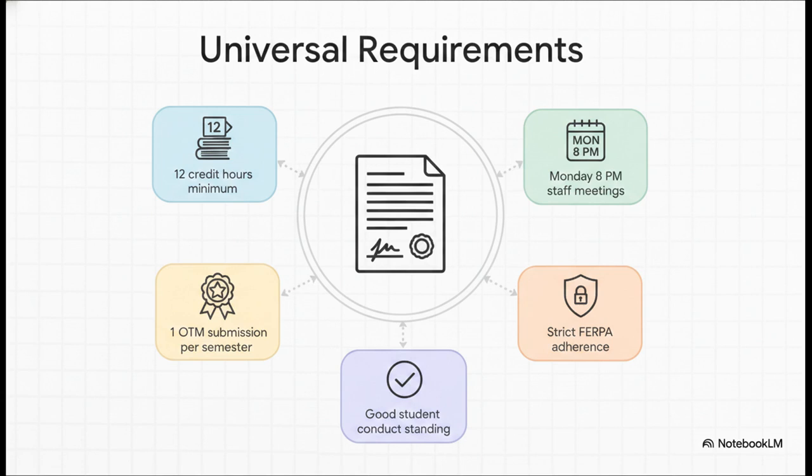That means, yes, everybody clears their schedule for those Monday 8 p.m. staff meetings. Every student has to be enrolled in a minimum of 12 credit hours, or 9 if they're a grad student. They all submit at least one Of the Month, or OTM, recognition per semester. They absolutely must adhere strictly to federal FERPA privacy guidelines, so extreme care with personal info. And of course, they've all got to stay in good student conduct standing.